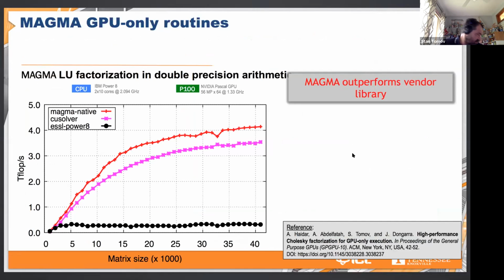Other routines. I think I'm getting out of time, so I will try to wrap up. But MAGMA has also native routines for the factorizations. I mentioned hybrid. Hybrid sometimes is not faster just because the CPUs are getting slower, or the vendor libraries on the CPU may not be well optimized.